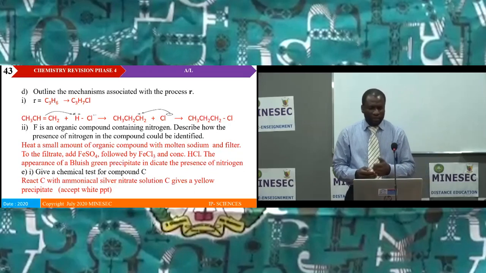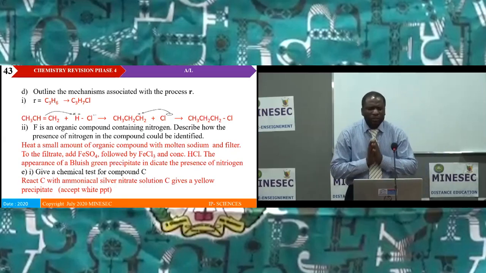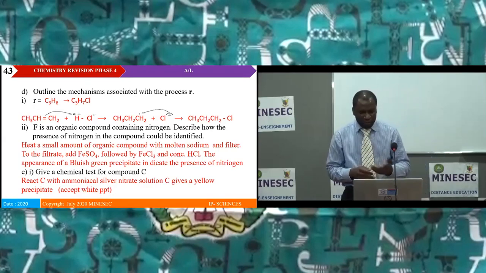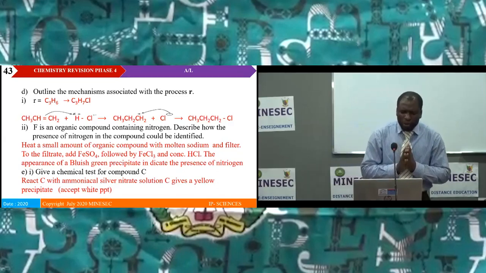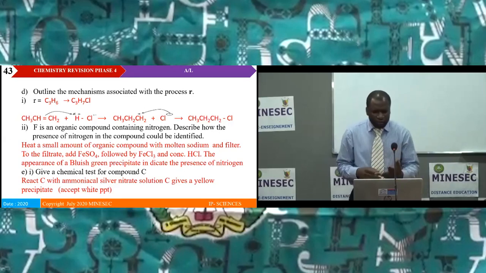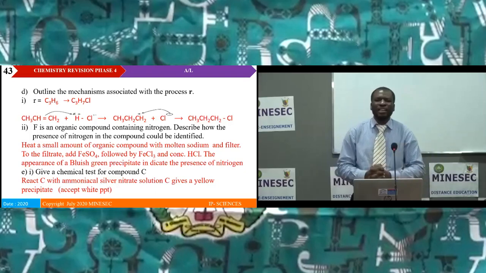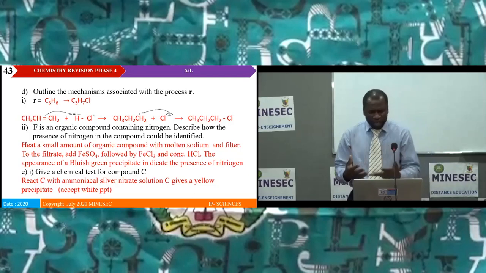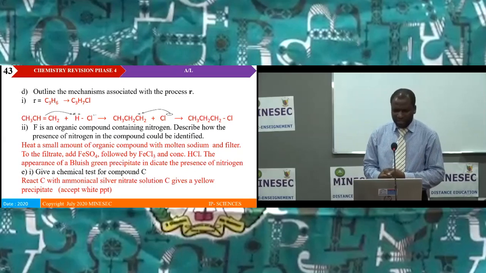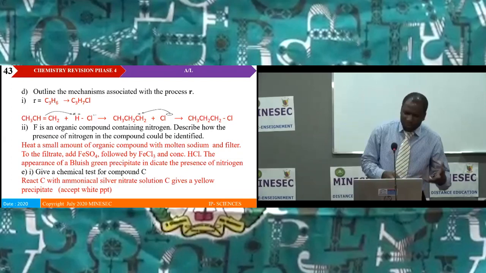Roman 2, F is an organic compound containing nitrogen. Describe how the presence of nitrogen in the compound could be identified. So this is the test. Qualitative analysis. Heat a small amount of the organic compound with molten sodium and filter. To the filtrate, add iron(II) sulfate followed by iron(III) chloride and concentrated hydrochloric acid. The appearance of a bluish green precipitate indicates the presence of nitrogen. E, Roman 1. Give the chemical test for compound C.